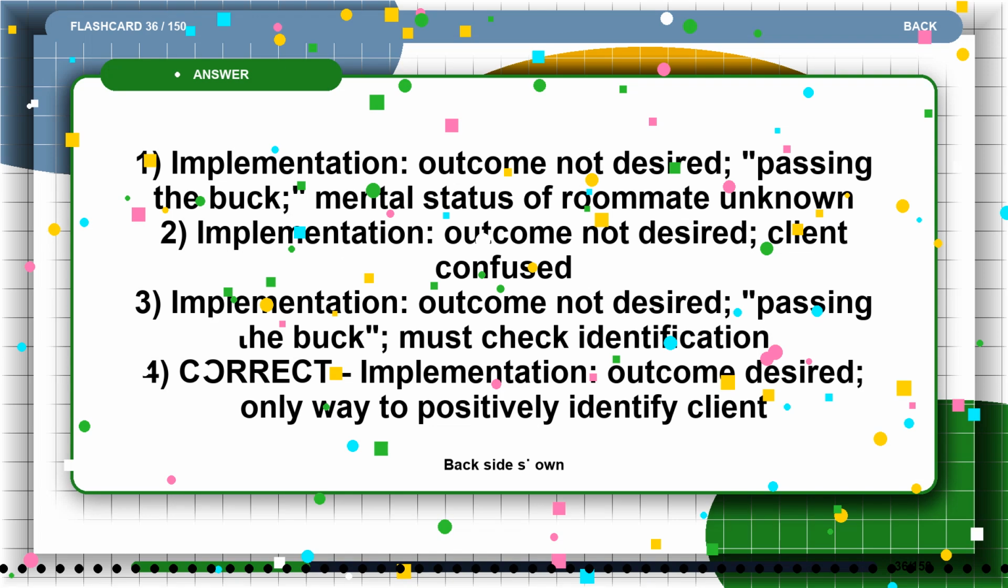The answer is 1. Implementation, outcome not desired. Passing the buck, mental status of roommate unknown. 2. Implementation, outcome not desired. Client confused. 3. Implementation, outcome not desired. Passing the buck, must check identification. 4. Correct implementation, outcome desired. Only way to positively identify client.